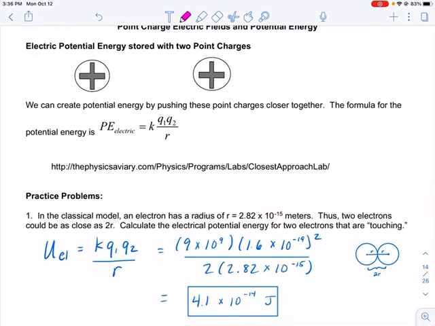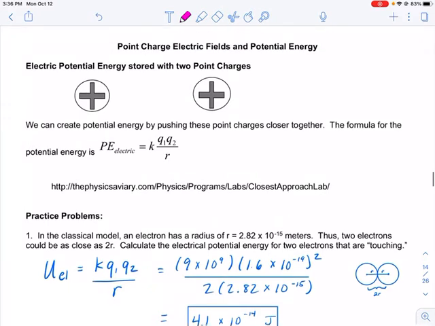Okay, one more idea here. Let's think about electric potential energy stored with 2 point charges. I want you to imagine for a minute that you have 2 positively charged objects and you try to push them toward each other, kind of like the sticky tape experiment. When you do that, there's going to be a repulsive force, and you can store energy by pushing those two charged objects together and holding them together. You can store energy that way.